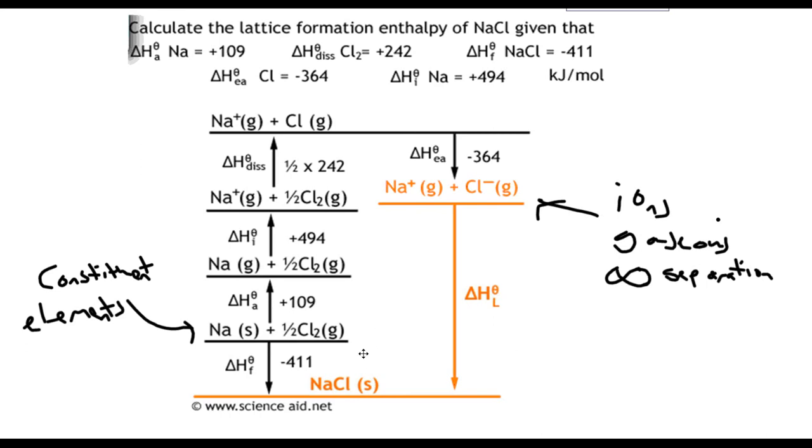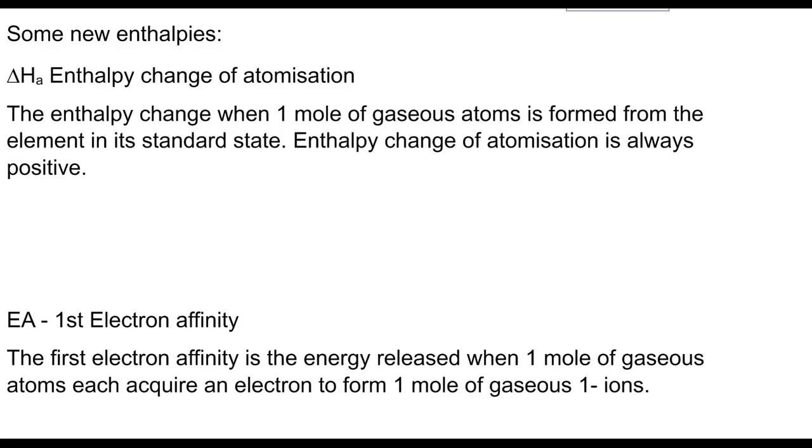Clearly, all these things along here added together are going to equal these things added together as well. So minus 411 is going to be the same as 109 plus 494 plus a half times 242 minus 364 minus the lattice enthalpy. So if we wanted to calculate the lattice enthalpy, we would write this out as one big long equation and then sub in the numbers. Okay, we're not going to do that for this one right now, but we will be looking at one later. So that's the standard one if we're looking at lattice enthalpy.